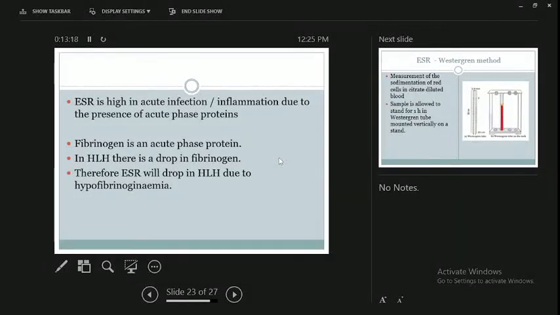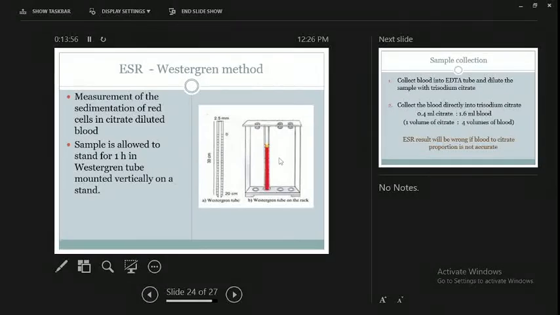ESR is high in acute infection and inflammation due to the presence of acute phase proteins. These proteins will expedite the erythrocyte sedimentation. Therefore, ESR is high. Fibrinogen is also an acute phase protein. In HLH, due to the reasons I mentioned before, there is a drop in fibrinogen level. Therefore, your initial ESR, which is high due to infection and inflammation, will start dropping if the patient is developing HLH. Right? So for you to detect this, you again need correct sample collection.